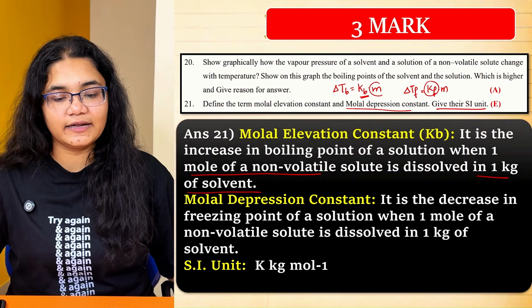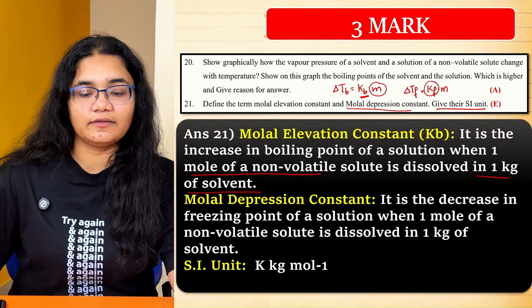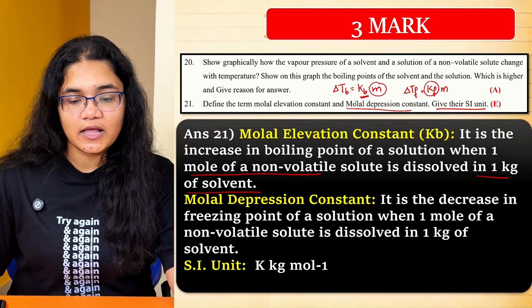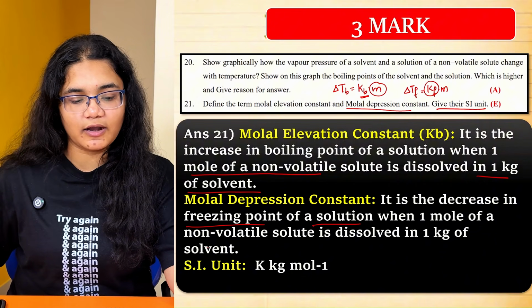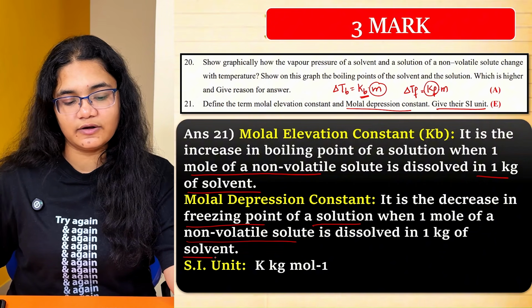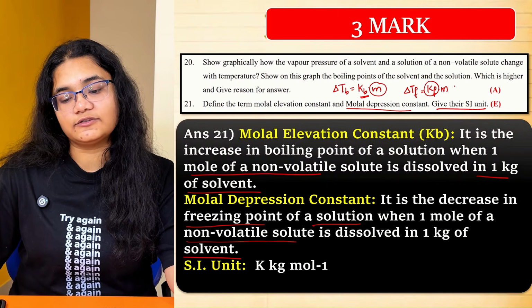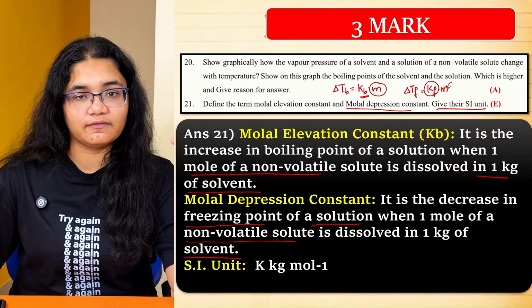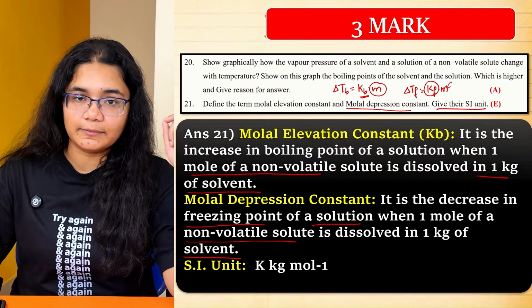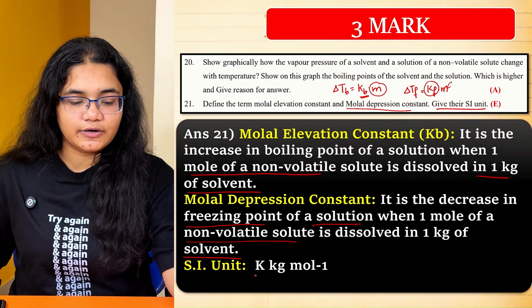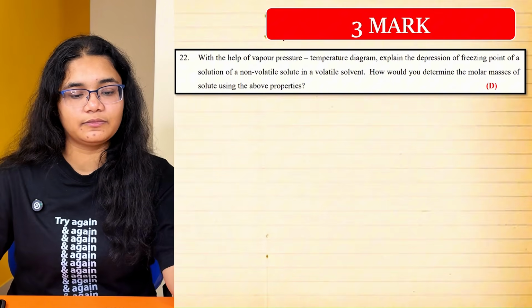So when the molality is 1, whatever increase happens in the boiling point is called your Kb value. Similarly, it is the decrease in the freezing point of a solution when 1 mole of non-volatile solute is dissolved in 1 kg of solvent. Whatever depression in freezing point happens is called your molar depression constant. The SI unit is Kelvin kilogram mole inverse. Okay. Next, moving to question number 22.